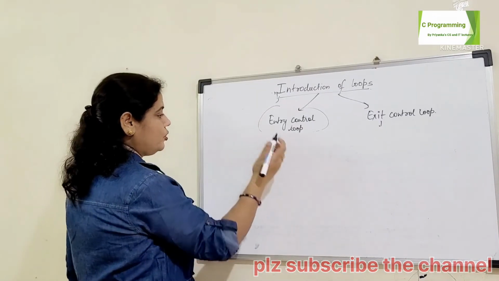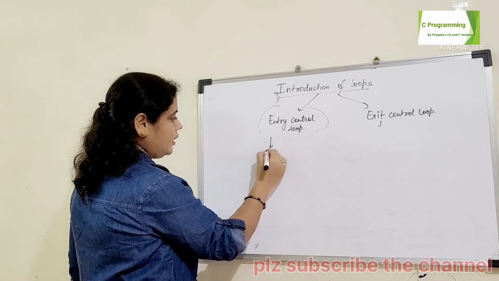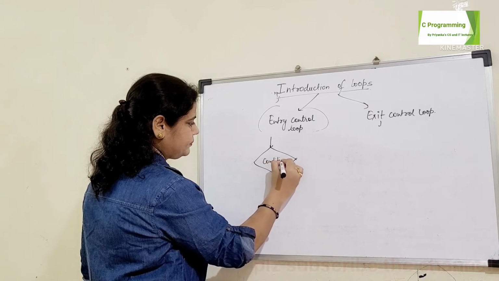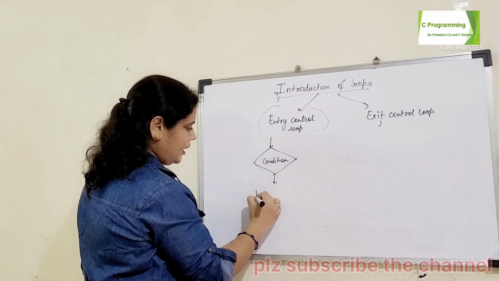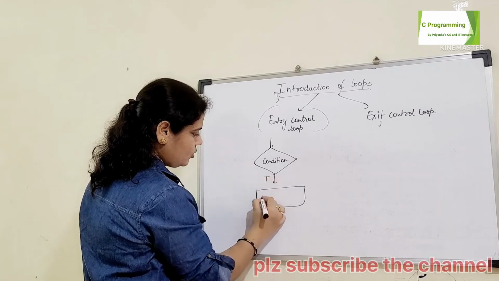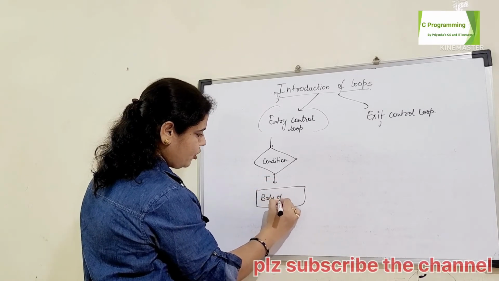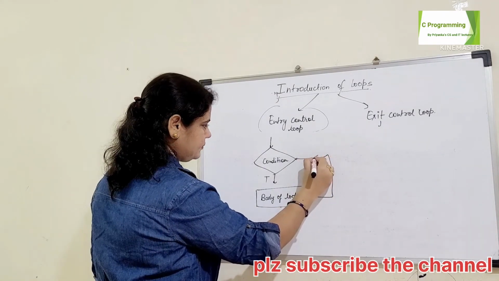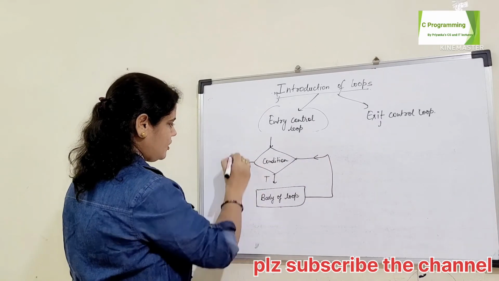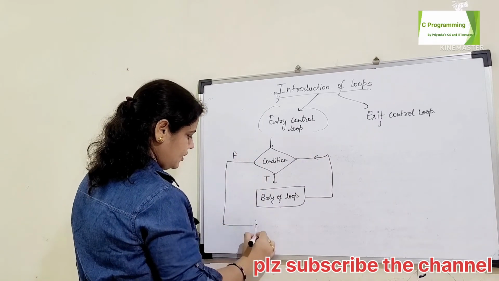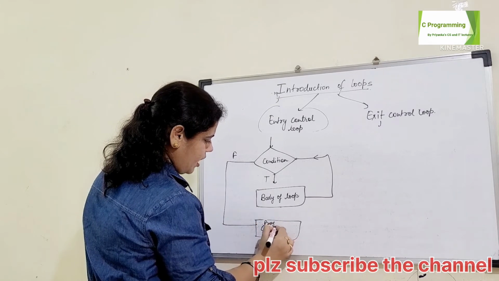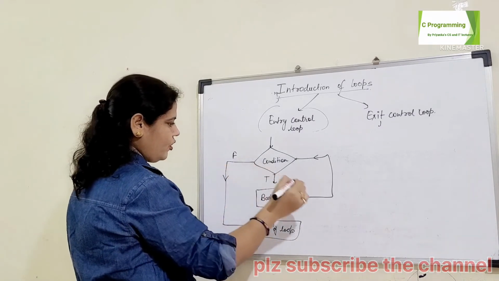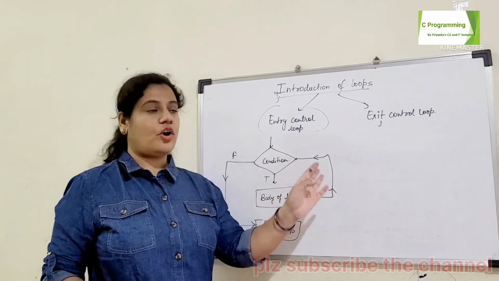In the entry control loop, here we have to check the condition. After that, if it is true, then here is the body of the loop, and after that it will go again to check. If it is false, then it will go to the program out of the loop. This is the flow chart of the entry control loop.